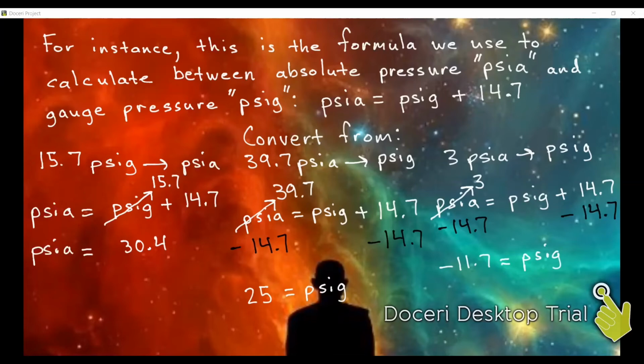We're going to convert from 3 psia all the way to psig. So we're going to write down the formula psia equals psig plus 14.7. We're going to subtract 14.7 from both sides, and then we're going to get negative 11.7. So psig equals negative 11.7.